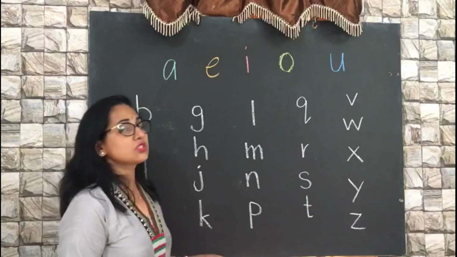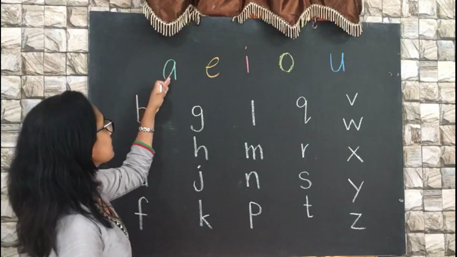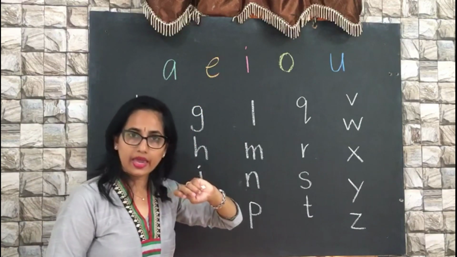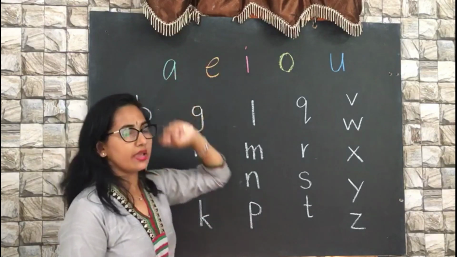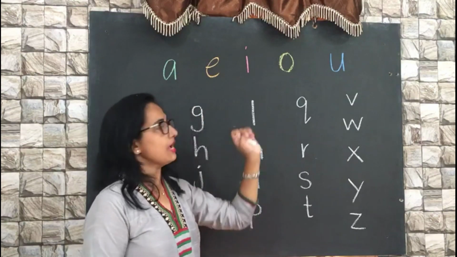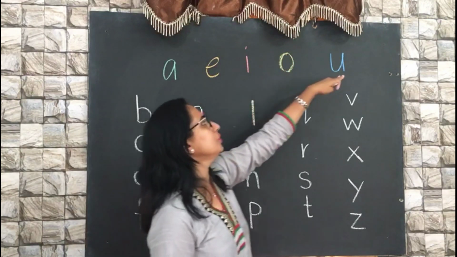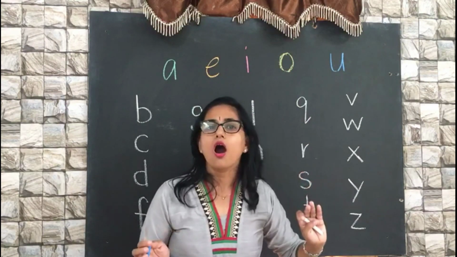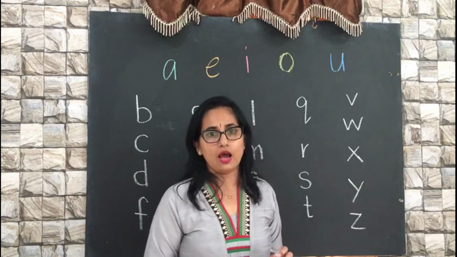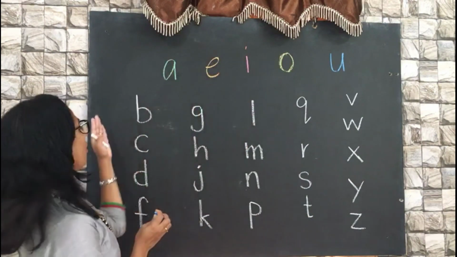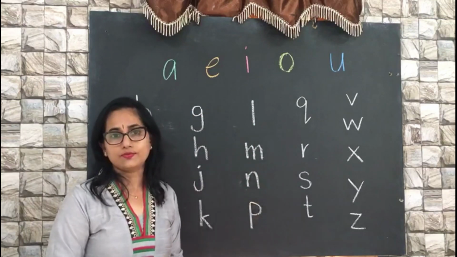Now these are the sounds of the vowels. Vowel A, it's A. E, the sound of E is E. Sound of I, it is I. And sound of O, it is O. And the sound of U, that's uh, umbrella. And now, how to join this U along with all the consonants?